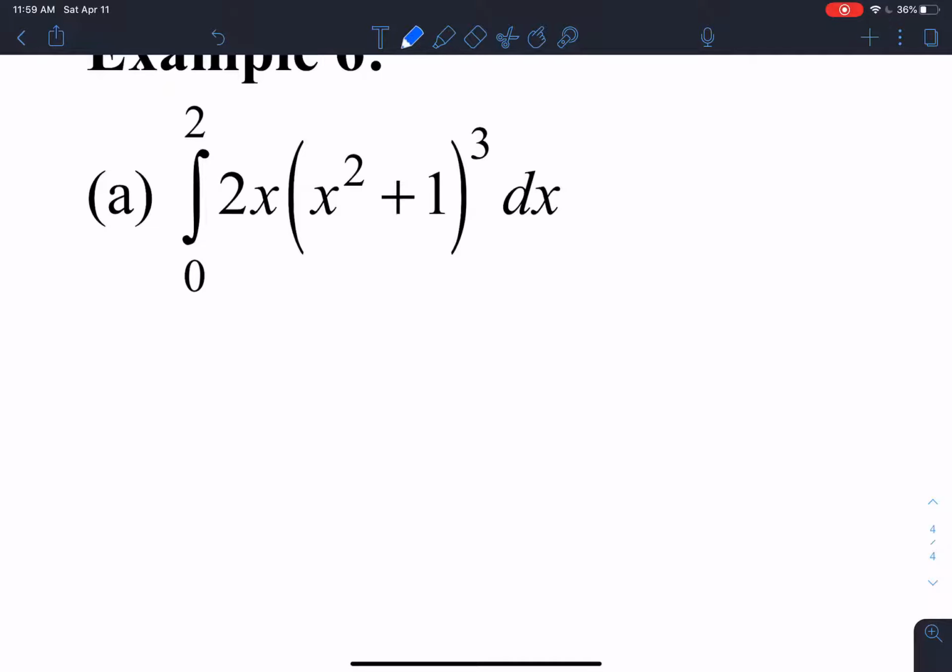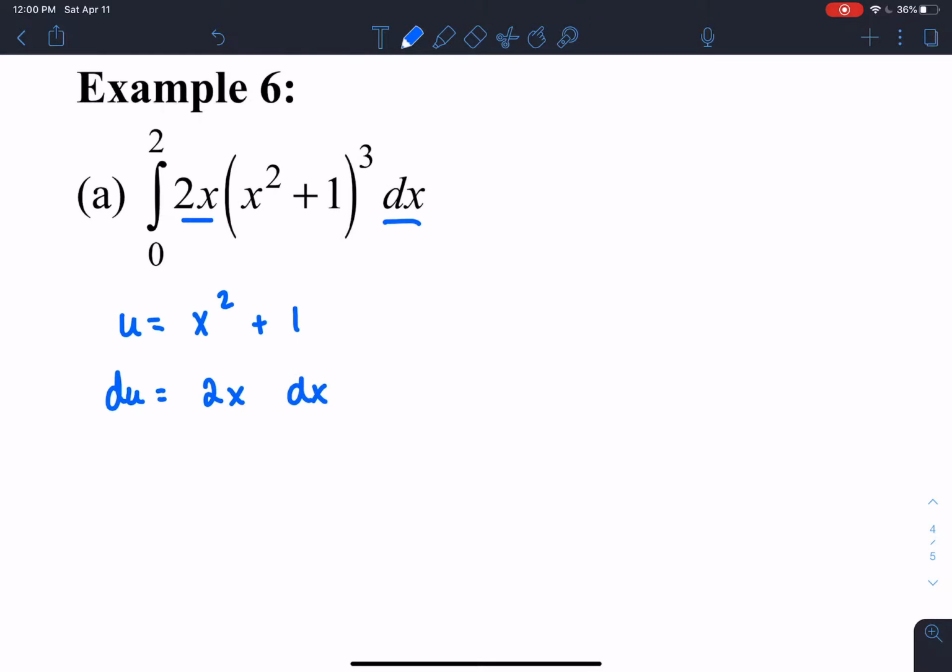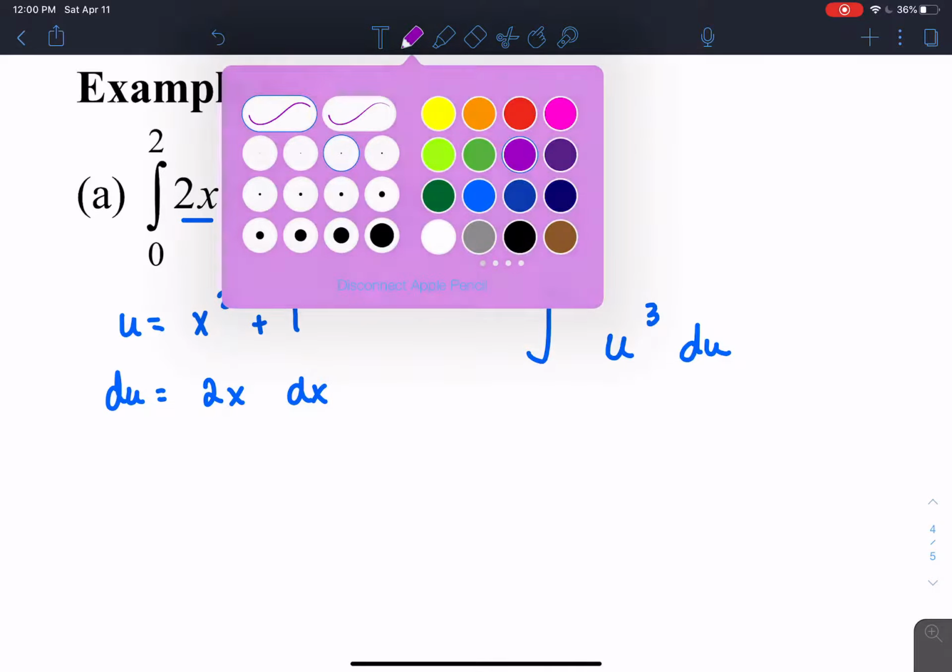Okay, so pretty clear what u should be. So that's x squared plus 1, which then makes du 2x dx. All right, so very nicely, I already have 2x dx, so I don't need to rewrite anything. Okay, so now I have u to the third du. All right, now I need to just change what my limits are.